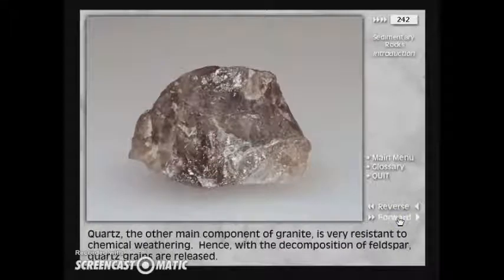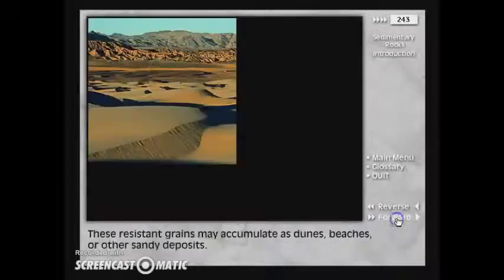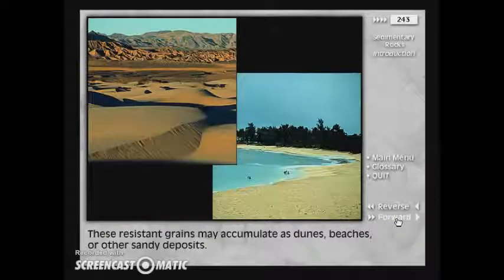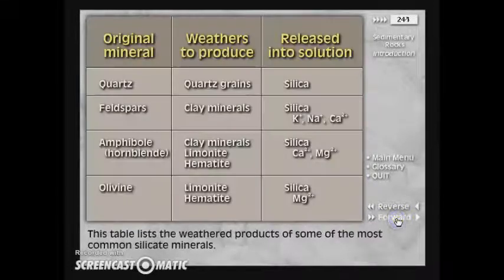Quartz, the other main component of granite, is very resistant to chemical weathering. Hence, with the decomposition of feldspar, quartz grains are released. These resistant grains may accumulate as dunes, beaches, or other sandy deposits. This table lists the weathered products of some of the most common silicate minerals.